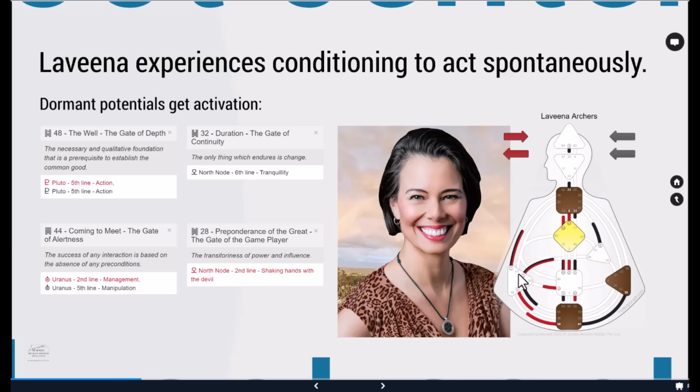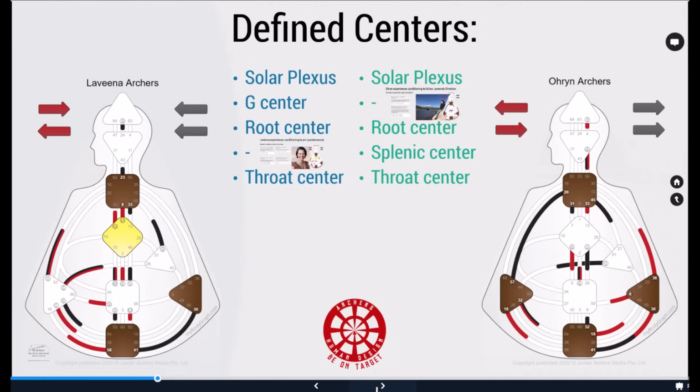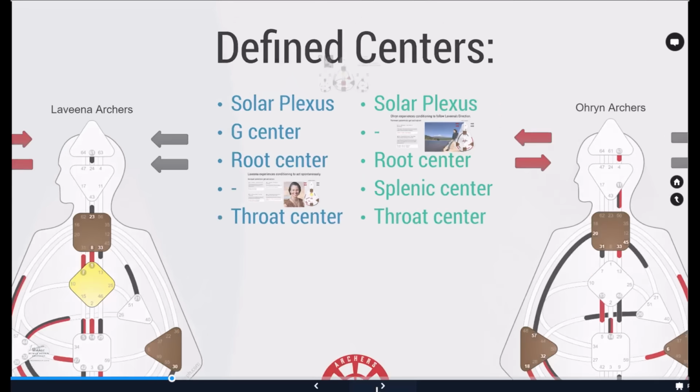Physical safety, security is what Oren brings to you, but it can also, on the flip side, make you think that you have to act spontaneously. So remember to come back home to your authority process. You do not have to take spontaneous action with Oren, just like he does not have to take on your direction or identity. Okay, so that's the defined and undefined centers and connection with each other.